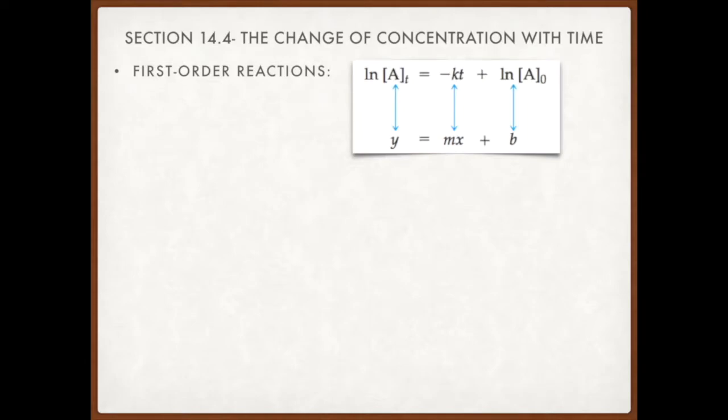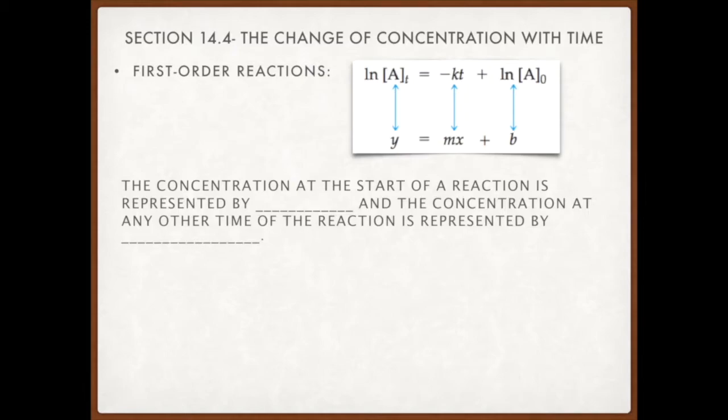Now this is the linear equation for representing a first order reaction. The natural log of the concentration of At, which simply represents the concentration of one of your reactants at a specific time, equals negative kt, k being your rate constant, plus ln of A naught, A naught being your initial concentration. So the concentration at the start is going to be A naught, while the concentration after a specific amount of time is going to be At.